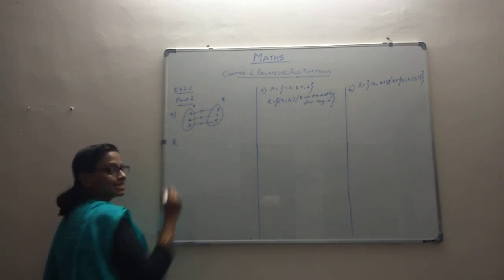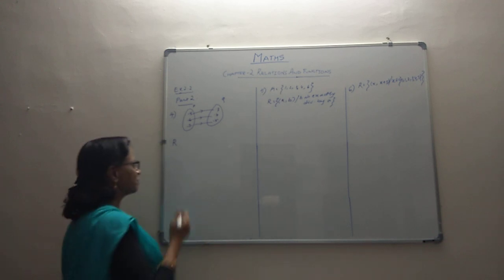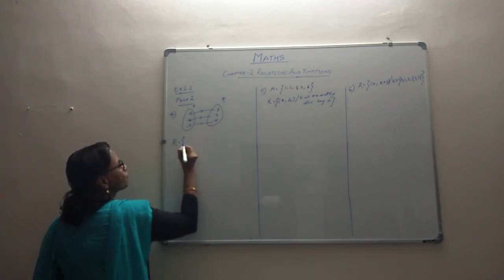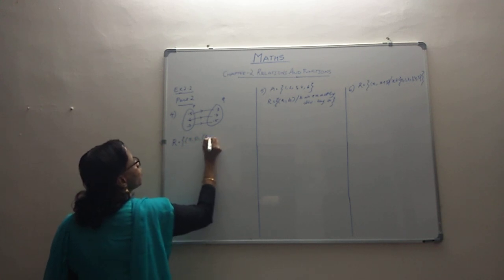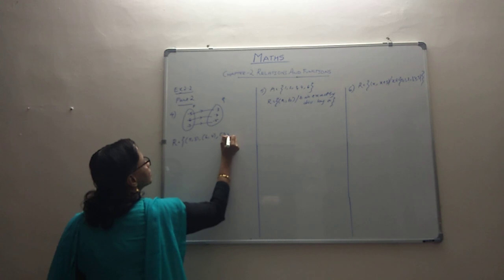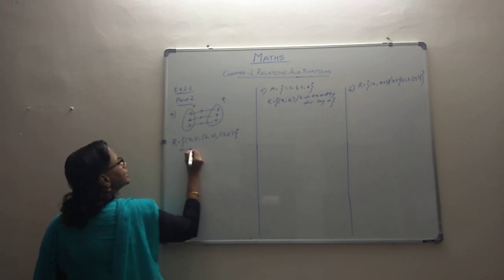So let's write roster first. Roster is easy, and then we'll go to set builder. In roster form, it is very easy. 5-3, then 6-4, then 7-5. This is it, roster form.